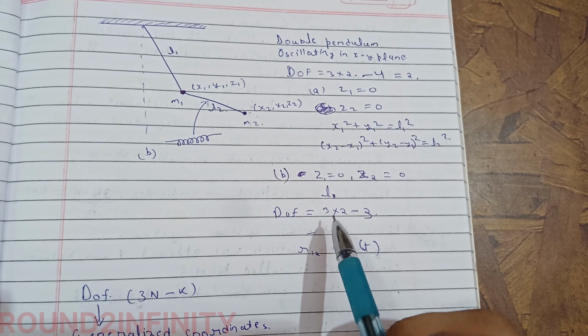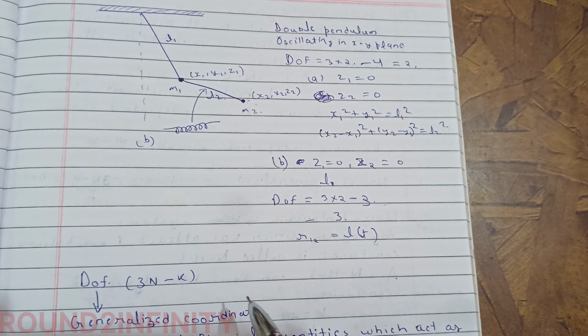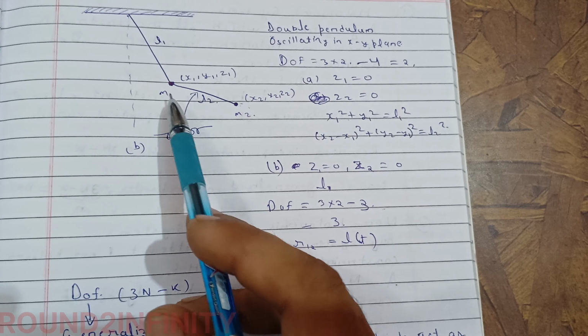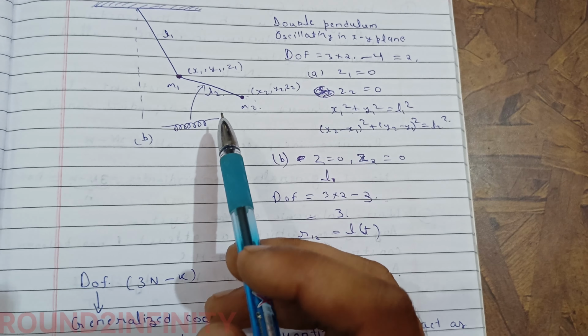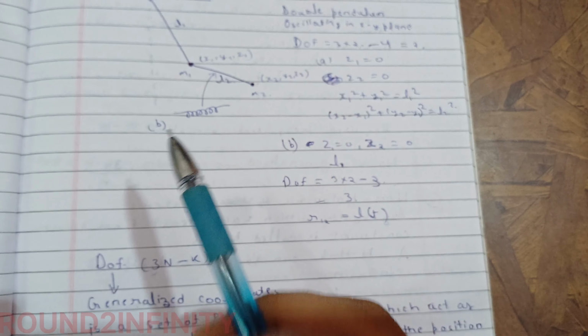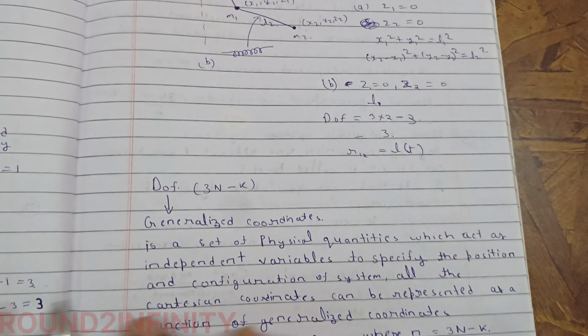So the total degree of freedom will be 6 minus 3, which is 3. So we will have 3 degrees of freedom, because this length is changing with time. This is a constant, but this constant doesn't have the ability to reduce the independent variables. So as we already discussed, this is just a subset of this.